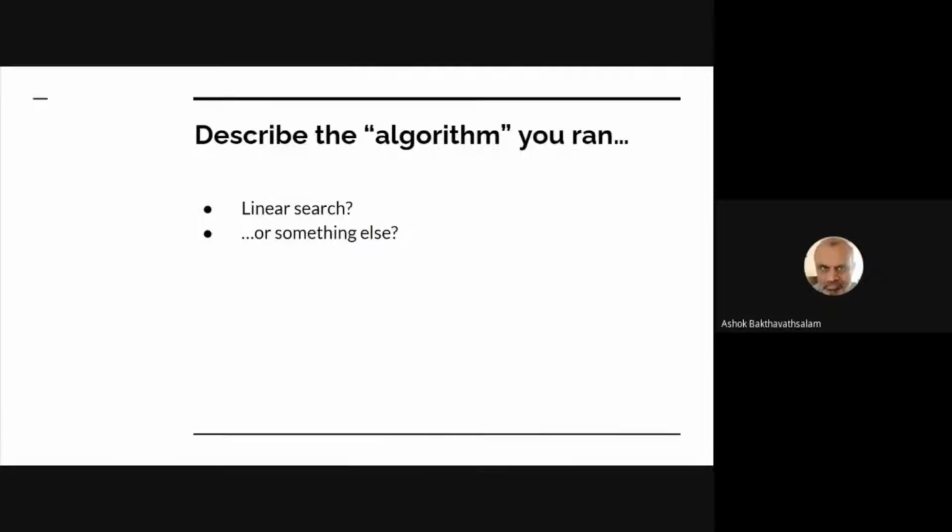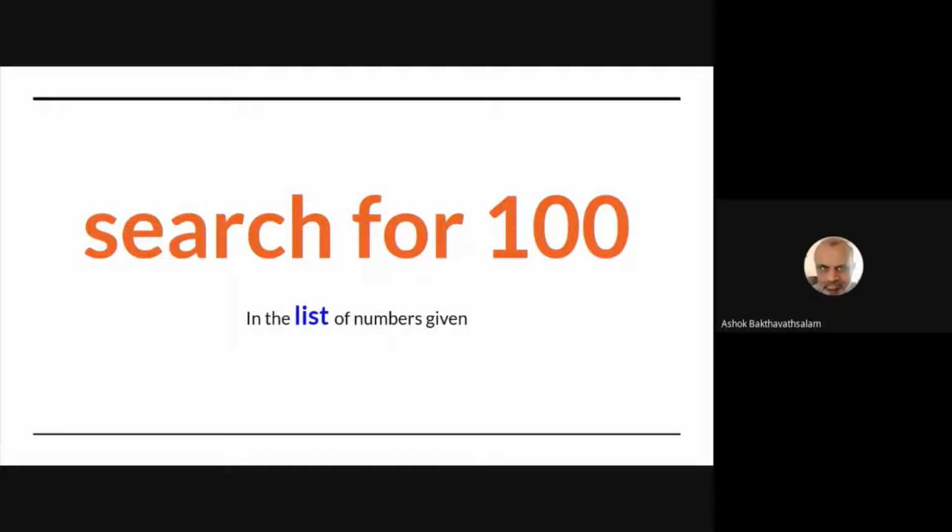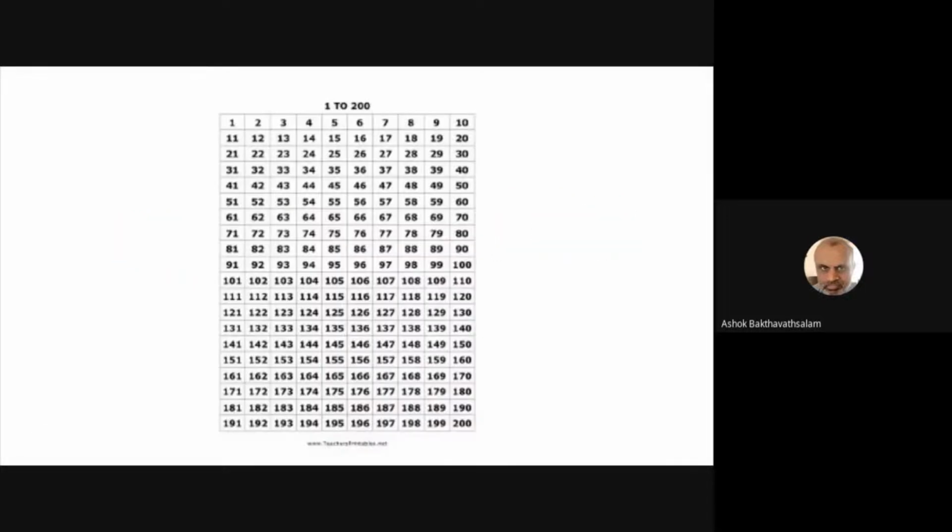So describe the algorithm that you ran in your head. Is it a linear search that you did or something else? Not linear search, it's something else. Now let's again put your brain to work here. Search for 100 in the list of numbers I give. Yes, sir.